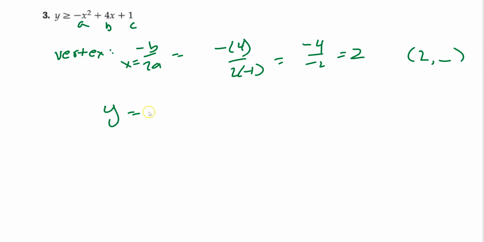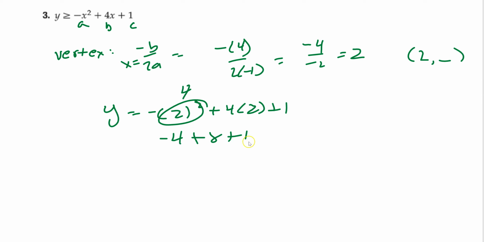Plug it in. Remember, the exponent goes first, so that's 4, and then you times by a negative, because the negative is on the outside. So negative 4 plus 8 plus 1 gets me 5. My vertex is 2 and 5. The y-intercept is 1. Easy. Plug in x is 0, so the y-intercept is 1. It's a negative, so it's opening down. It's solid, so it looks like this.